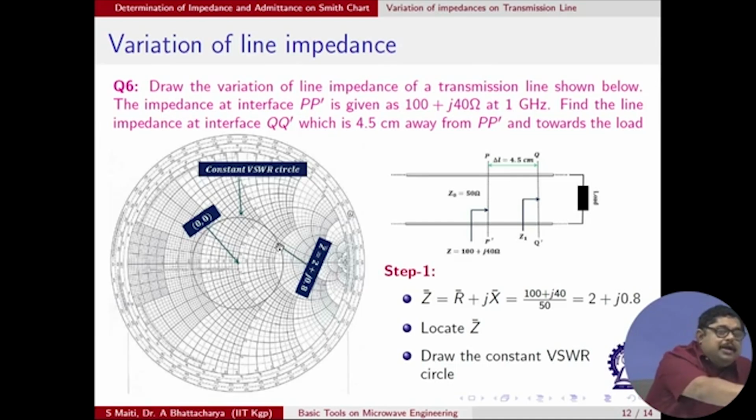Since you are moving along the transmission line, we know that moving along the transmission line means we are on the same VSWR circle. Once you have an impedance, whether it is a load impedance or a line impedance on the transmission line, you can always draw the constant VSWR circle. So you draw the constant VSWR circle: this is the center, this is the peripheral point, you complete the circle, and now movement means I am moving on this constant VSWR circle.